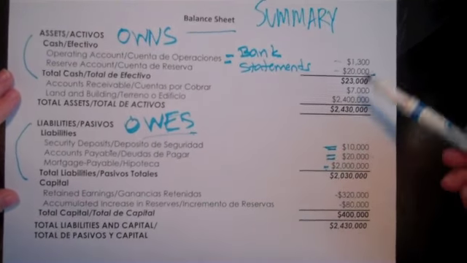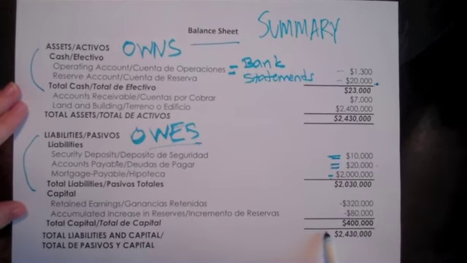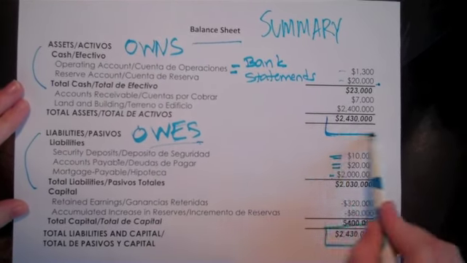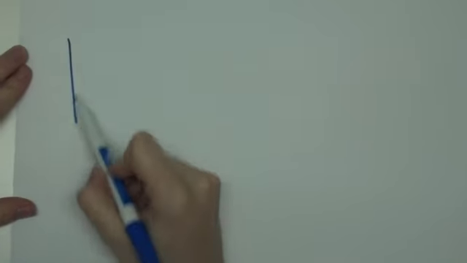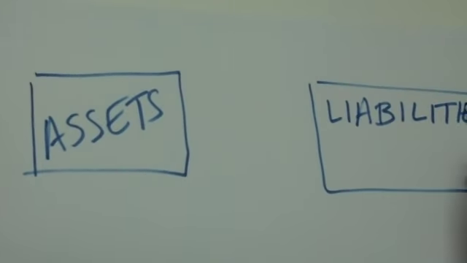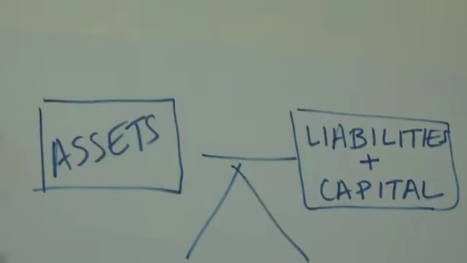When you add up all of your liabilities and your capital, you get this number here. If you look back, that's the same number that was in assets. That's why this is called a balance sheet, because the assets and the liabilities plus capital balance.